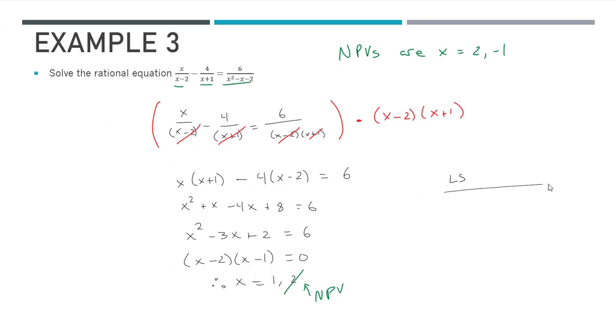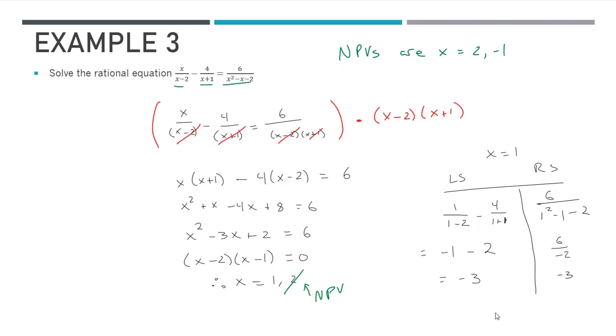So then we should do a left side, right side, and just check, is this 1 actually correct then? So our left side, and this is where x equals 1. And we'll just substitute 1 into all of this. So 1 minus 2 minus 4, 1 plus 1. And just start simplifying. So you get -1 minus 2 equal to -3. So then our right side is 6 over 1 squared minus 1 minus 2. So you get 6 over -2, which is equal to -3. So therefore, left side equals right side. And therefore, we know for sure that x is equal to 1.